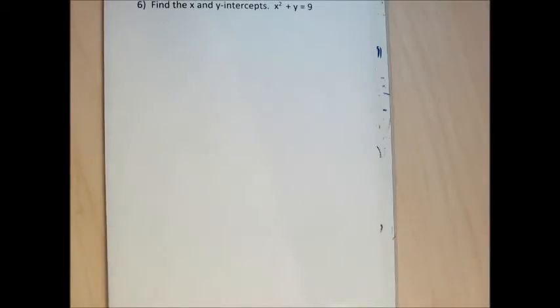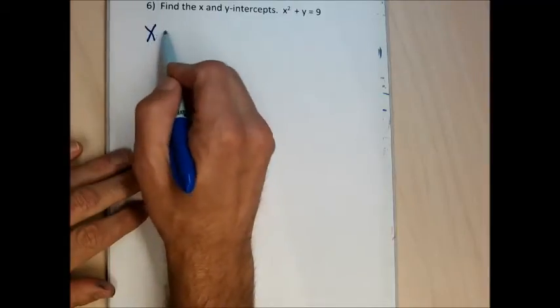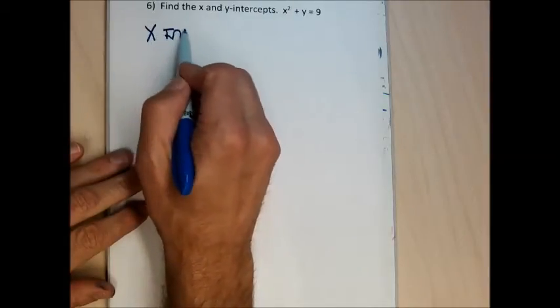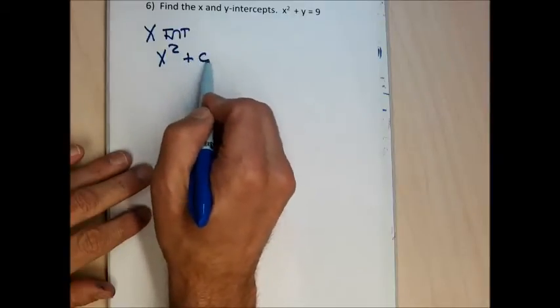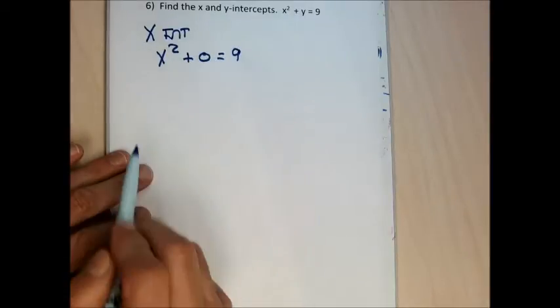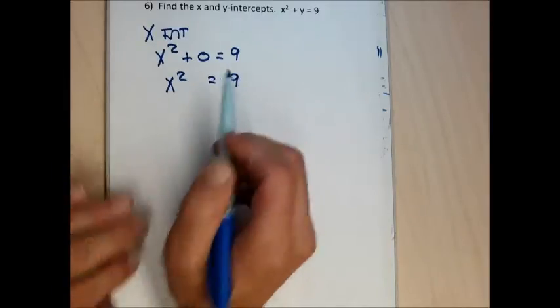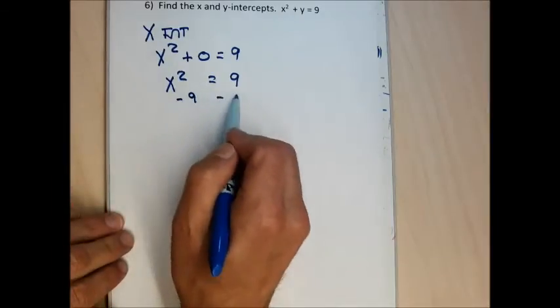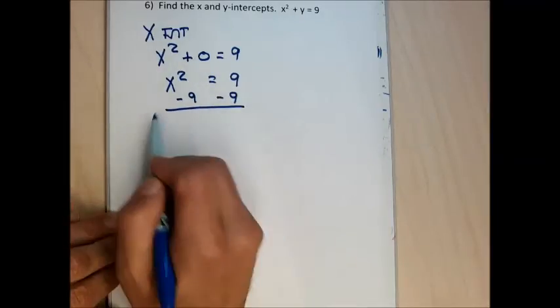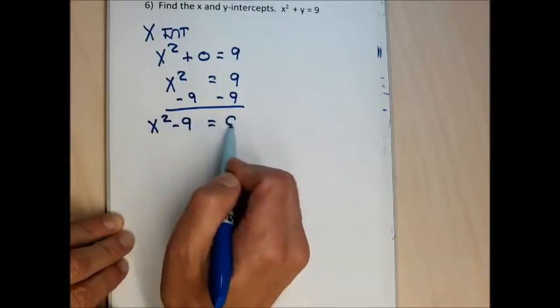Now on to intercepts. Intercepts are easy to find because you just plug in zeros. So I need to find the x-intercepts for number 6. To find the x-intercepts, I plug in 0 for y. I'm going to take the equation x squared plus y equal to 9. Plug in 0 for y. This is going to give me x squared equals 9. You can solve by square rooting or you can solve by factoring. If you solve by square rooting, you better do a plus or minus. I'm going to solve by factoring so I don't slip up.